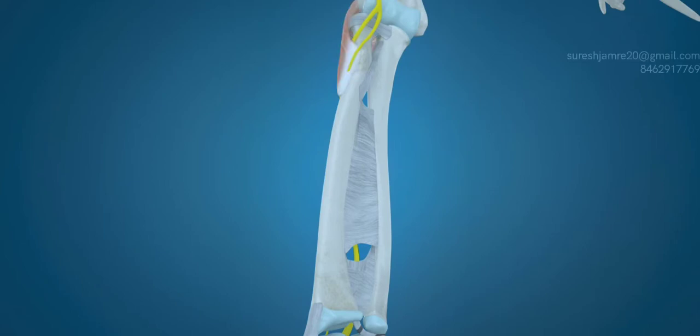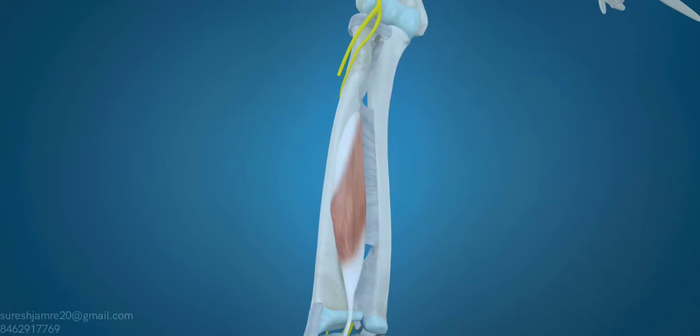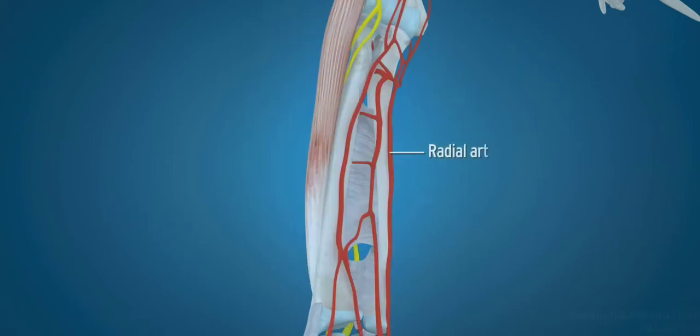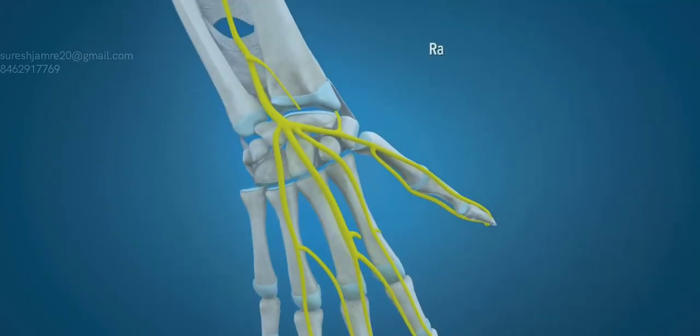It passes downwards over the supinator, pronator teres, radial head of flexor digitorum superficialis, and flexor pollicis longus muscle. The nerve is related to the lateral side of radial artery in the middle one-third of forearm. About 7 cm above the wrist, it passes deep into the tendon of brachioradialis and curves around the lateral side of radius and enters the dorsum of hand.